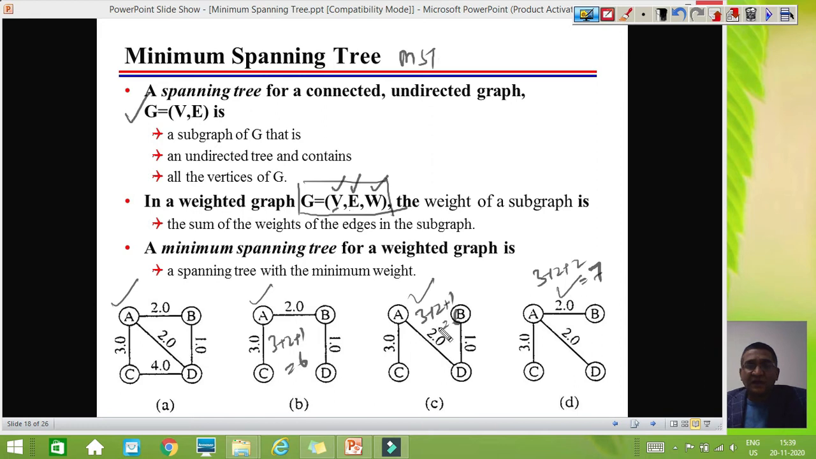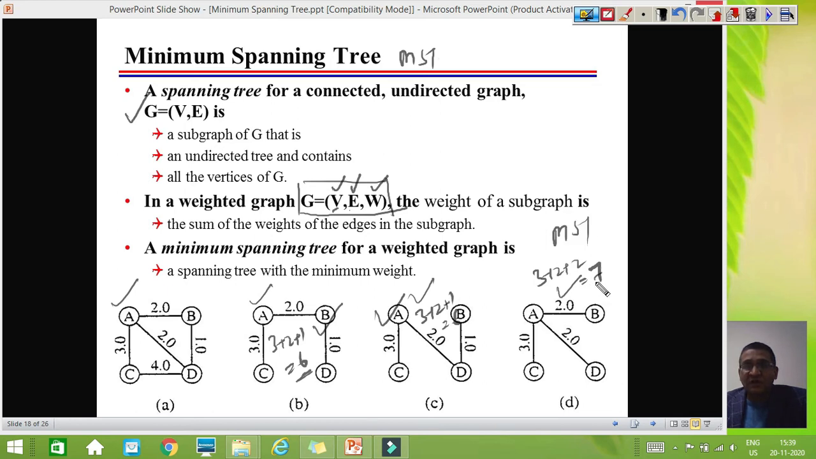If you try to find out the minimum cost to connect all these vertices, you will find that 6 is the minimum cost. There is no other possible way to connect all the vertices with less than 6. So 6 is the minimum spanning tree cost, and you can see that there are 2 possible ways of getting the minimum spanning tree. This is one structure, this is the other structure, and similarly you can see this is not a minimum spanning tree, because the cost is more.